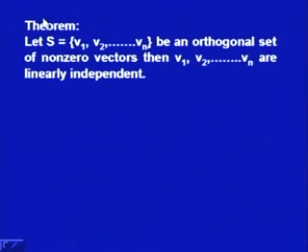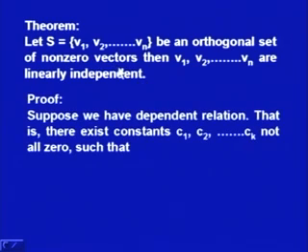Now, we have an interesting result. It states that if S consists of n vectors v1, v2, up to vn, and it is an orthogonal set of non-zero vectors, then v1, v2, up to vn are linearly independent. This is an important result. So let us see how we prove this.